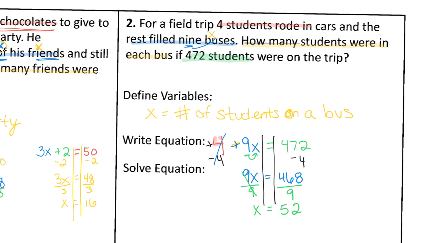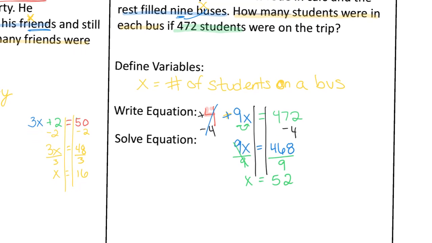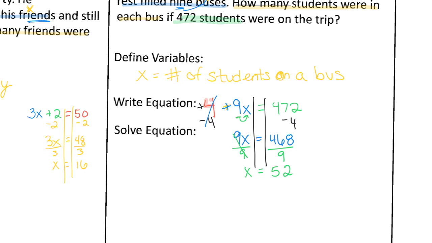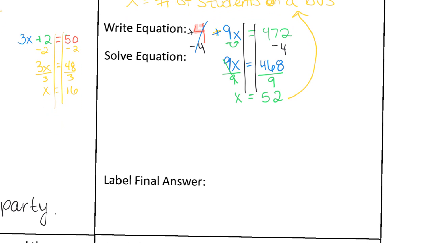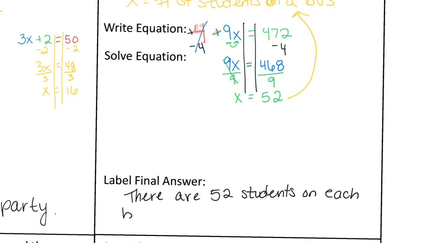Okay. So what does that 52 mean again? Well, 52 means the number of students on each bus, right? Because that's what X means. So now let's label our final answer. There are 52 students on each bus. Those are pretty packed buses.